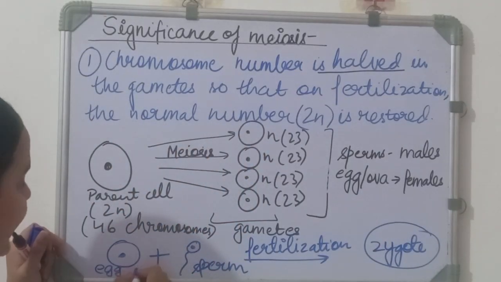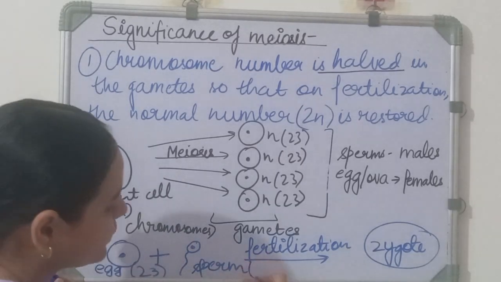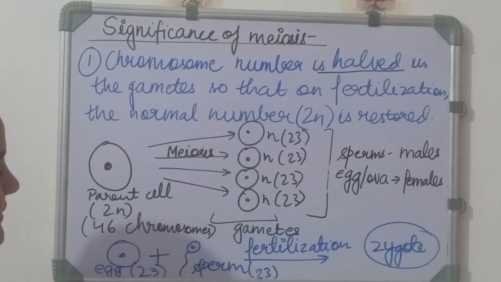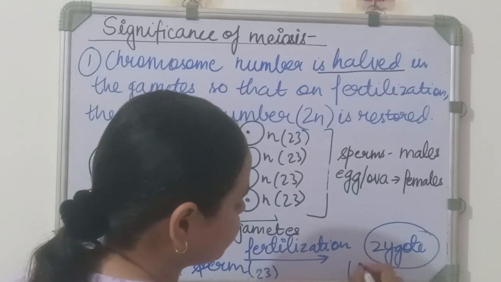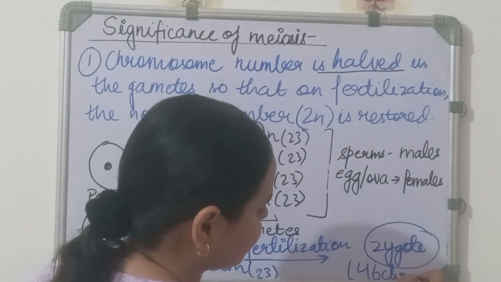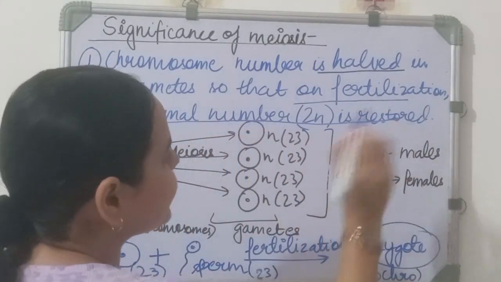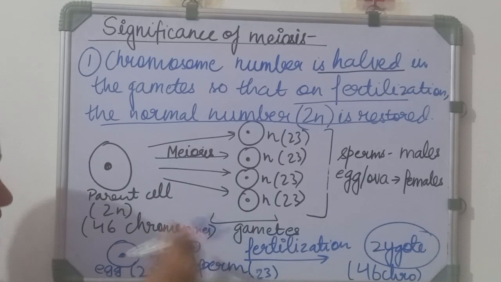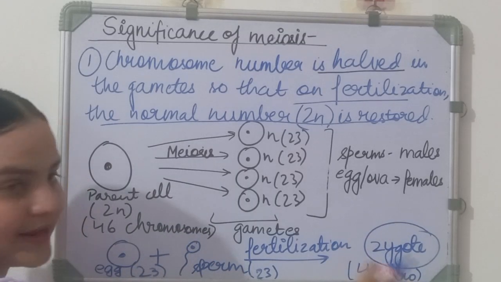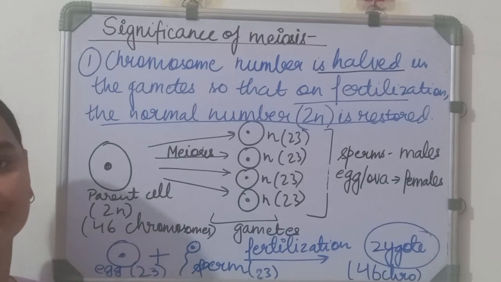So this egg has n number of chromosomes, meaning 23. The sperm also has 23 chromosomes. Now this 23 and this 23 will combine and form 46 chromosomes. See, on fertilization the normal number 2n is restored. So here we can understand this point, that the 23 combined and the normal number 2n, which is 46 chromosomes, is restored.